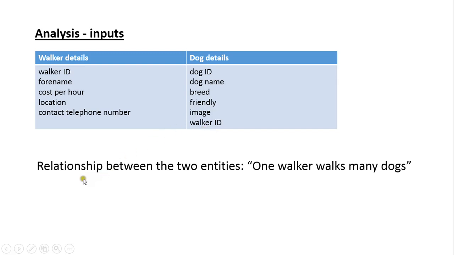And already thinking ahead, we've worked out that the relationship between the two entities, the walkers and the dogs, is that one walker walks many different dogs. Now, there are different types of relationships, but the one we're going to consider in this set of videos is the one-to-many relationship.